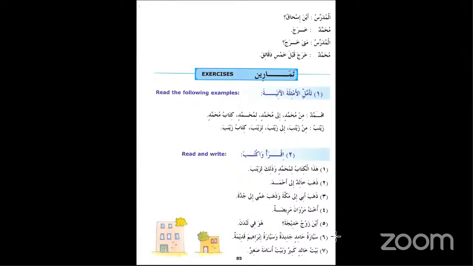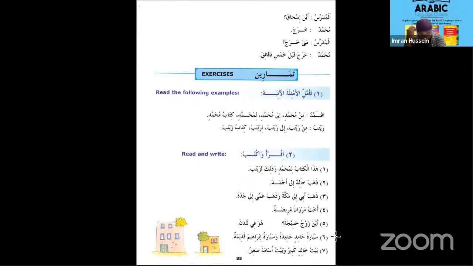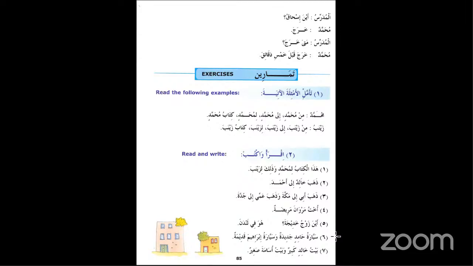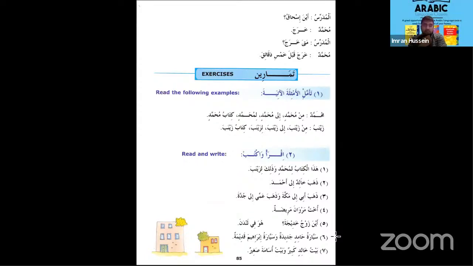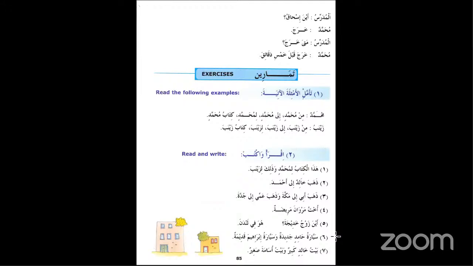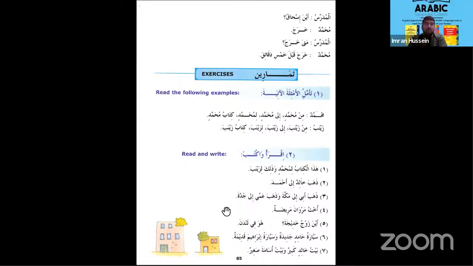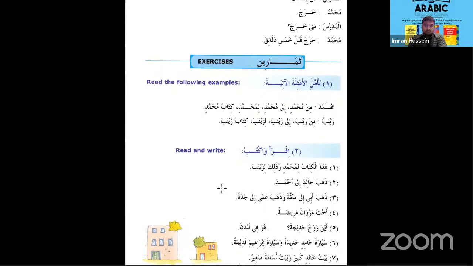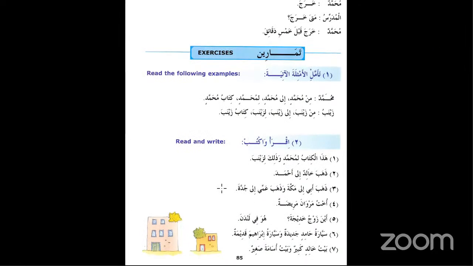Okay. Aina zawju Khadijata? Where is the husband of Khadija? Huwa fi London. He is in London. Sayyaratu Hamidin jadidatun. Sayyaratu Ibrahima qadimatun. The car of Hamid is new, and the car of Ibrahim is old.